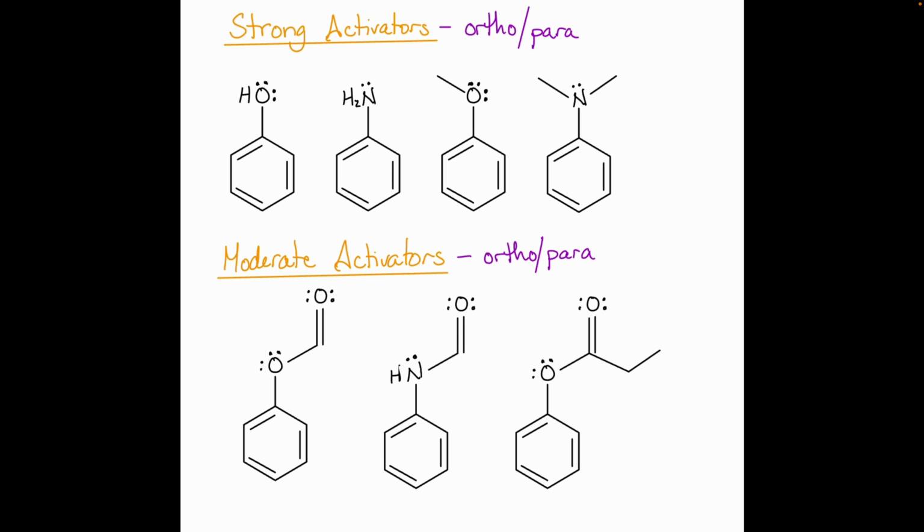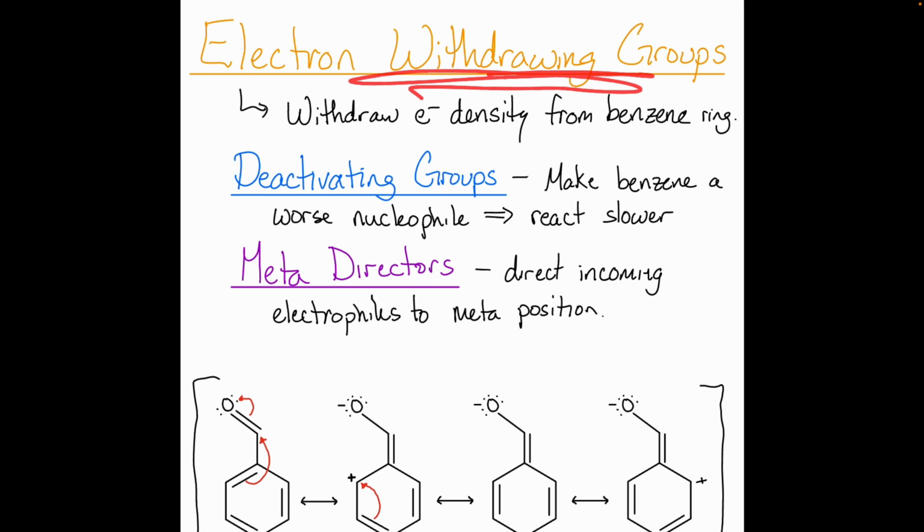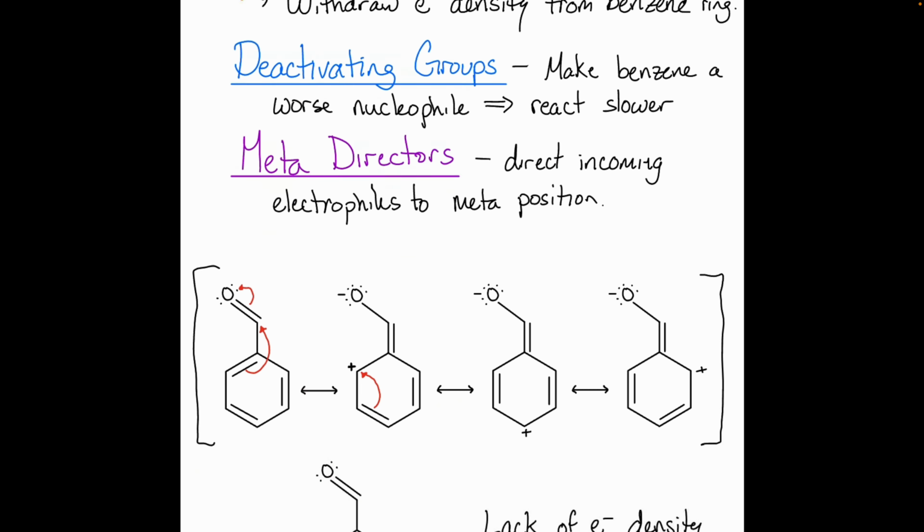All right, looking at these two groups, our strong activators versus our moderate activators, what's the difference? We have a carbonyl group. These also have lone pairs directly next to that ring, so they can donate that pair of electrons to the ring. But what do we know about carbonyl groups? They're deactivators because they're electron withdrawing groups, right? Which means they pull electron density away from themselves.